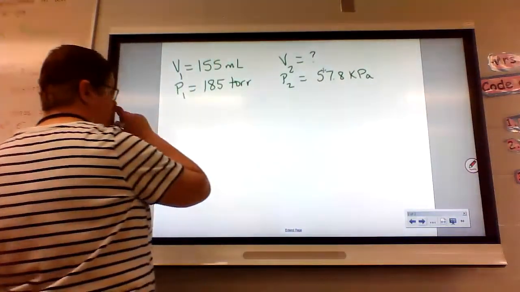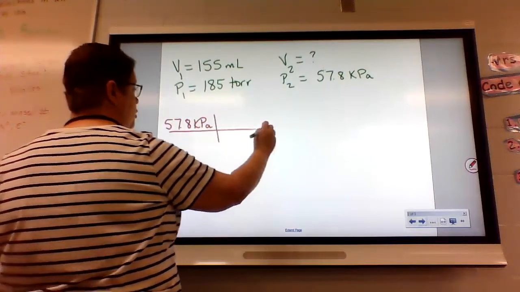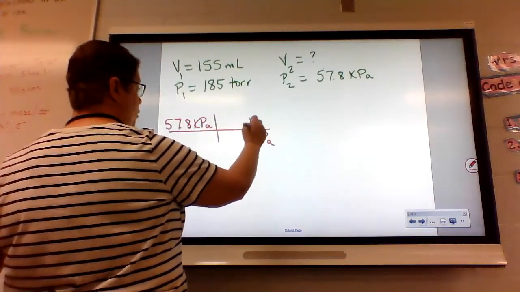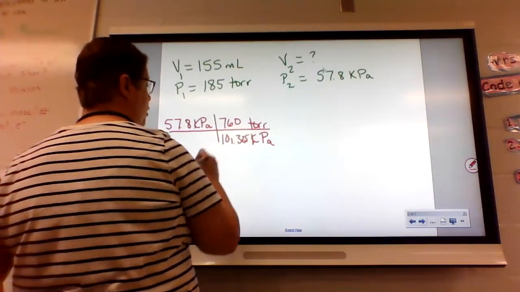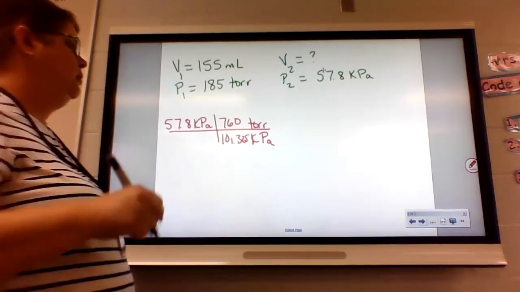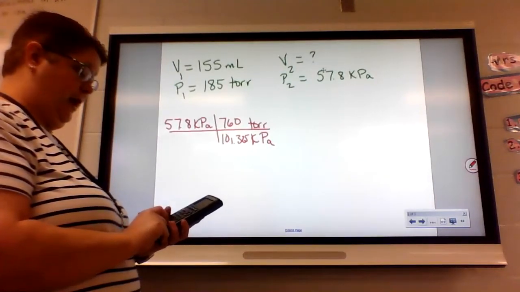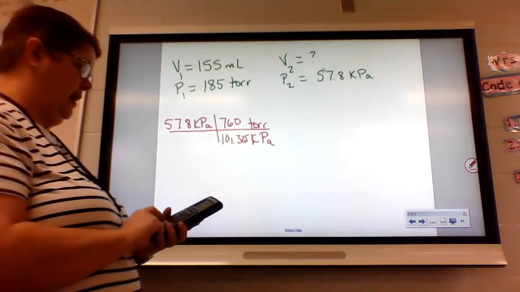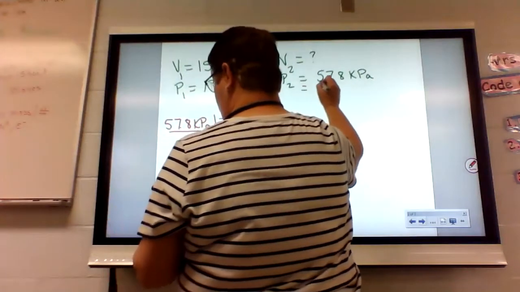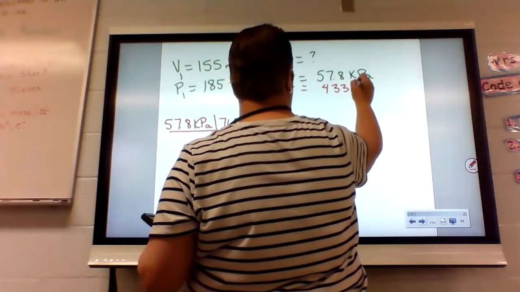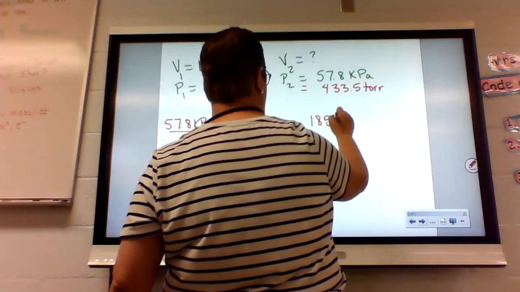So, if you make them both torr, 57.8 kPa has to become torr. So kPa, torr, 760 over 101.325, which is why your homework the other night was to change units. If you do this wrong, it's a standard deduction, like the other day. There's no partial credit in that. It's just minus whatever it's minus, depending on the point value of the question. So this would be 433.5 torr.